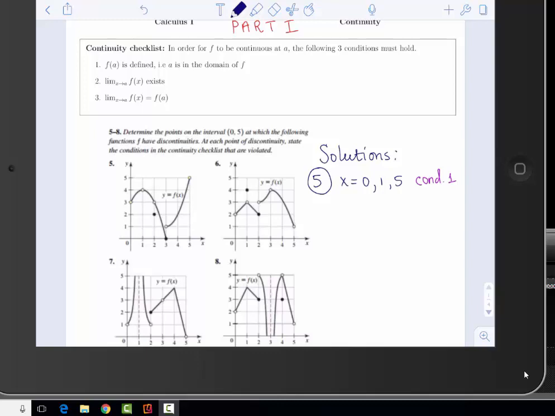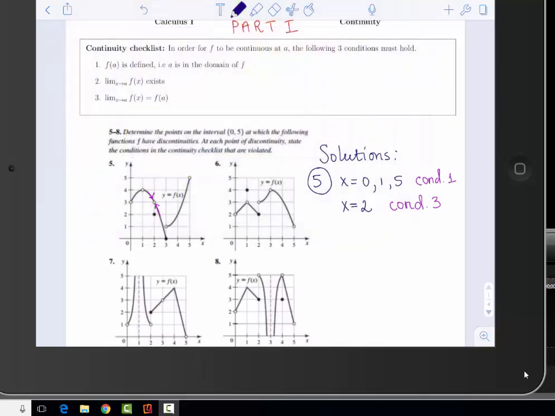Okay, let's take a look at x equal to 2. That function is defined at x equal to 2. And the limit exists, but the limit is not the same as the value of the function at 2. So that's condition 3 that's not satisfied. You can see that the limit is the same, right? As we approach from the right and from the left, the limit is 3, but the value of the function at 2 is not 3.